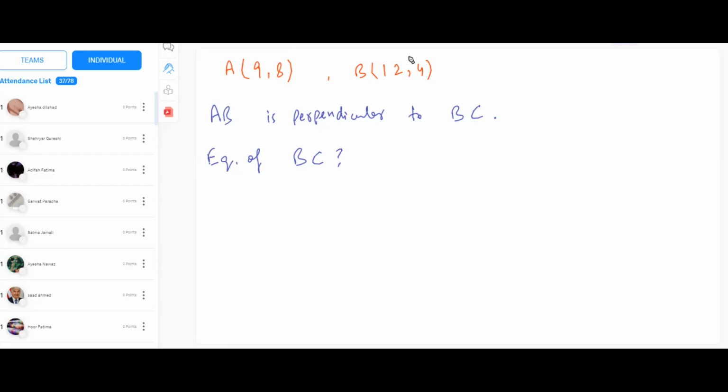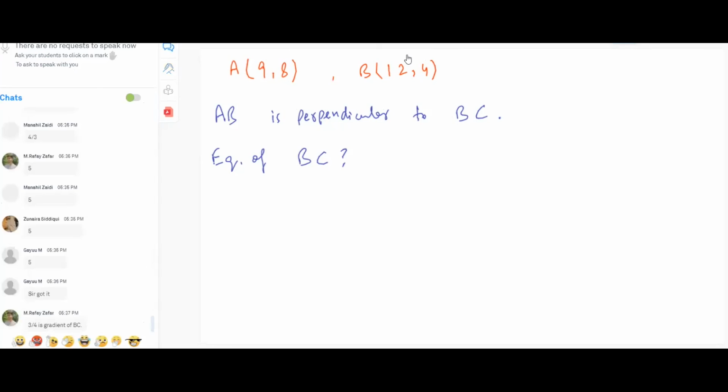अब BC पे तो हमें एक पॉइंट तो पता है, ठीक है, ये B वाला पॉइंट BC में आ रहा होगा. What about the gradient of BC? Exactly. So how do we start with this? क्योंकि हमें पता है कि AB is perpendicular to BC, what we do is we find the gradient of AB. So let's start with that. Let's find the gradient of AB.